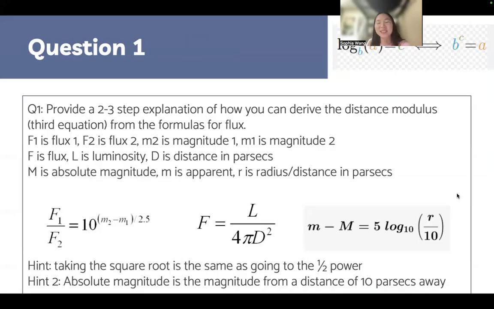question 1: provide a 2 to 3 step explanation of how you can derive the distance modulus from the formulas for flux. So this is the distance modulus here, and these are the equations for flux that you're given. And I've labeled everything that you need. Some of them are missing units, but you shouldn't need the units unless they're listed.